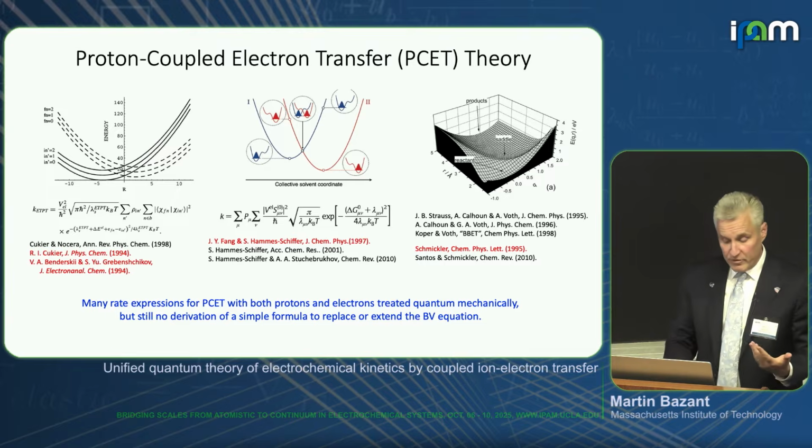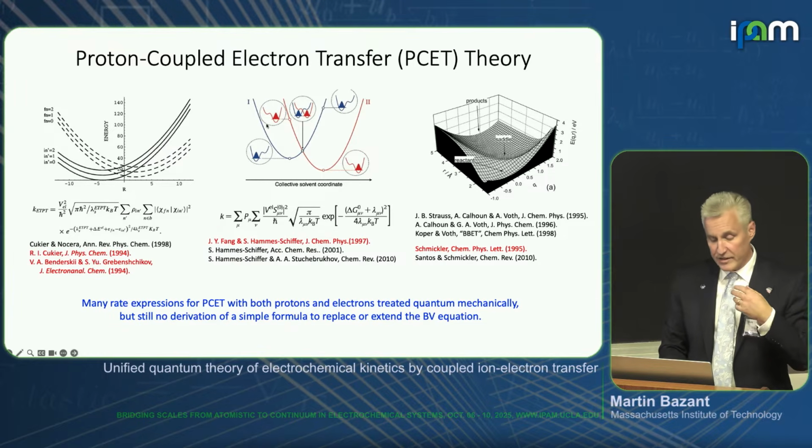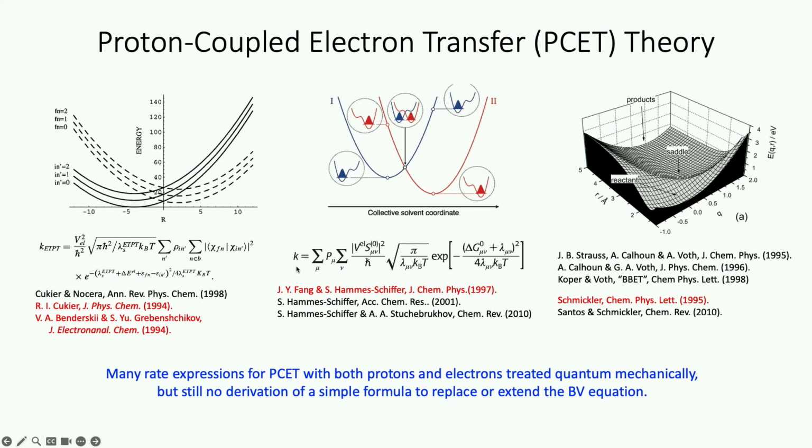And people have used quantum simulations to even predict some of these quantities, calculate these parabolas, and actually get rates. So you can see here, for example, from this work of Sharon Hammes-Schiffer, the rate constant now written as a double integral over the electron energies and also the proton vibrational energies in the environment as a function of the driving force. So in principle, you can predict rates that way.